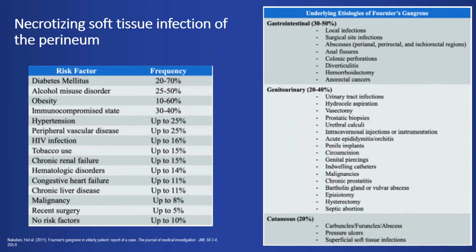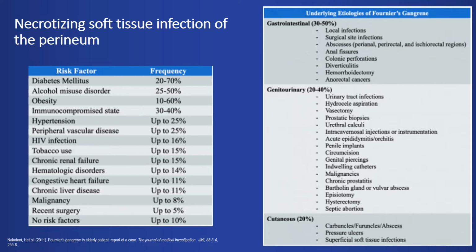Now let's switch to discussing necrotizing soft tissue infections. This is an umbrella diagnosis for necrotizing forms of fasciitis, myositis, and cellulitis. When there is fulminant tissue destruction involving the perineal, genital, or perianal regions, it is frequently called Fournier's gangrene.